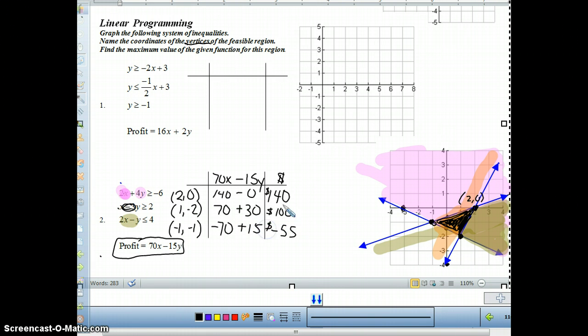Okay, so if you're talking profit, which one of these would you want? The correct answer is that guy. So my answer is my maximum profit of $140. And what you do is you say that happens at 2, 0. So this ordered pair 2, 0 gives us the max profit. That's the point I want. That's my answer point. So the max profit of $140 happens at 2, 0, and that's how you maximize a profit.